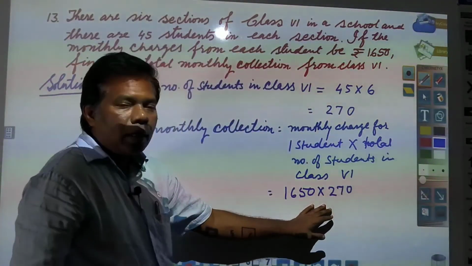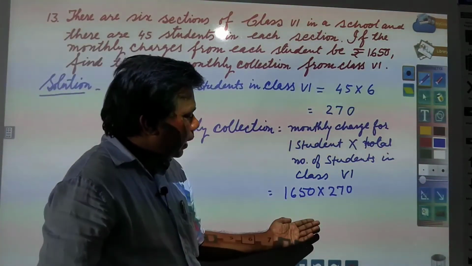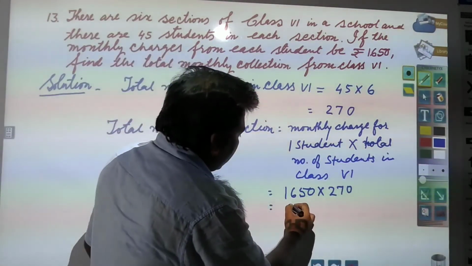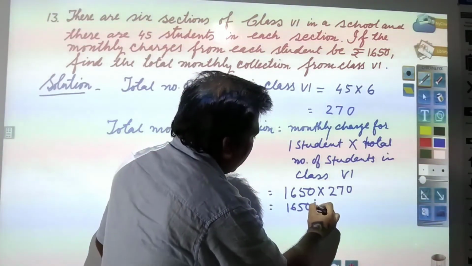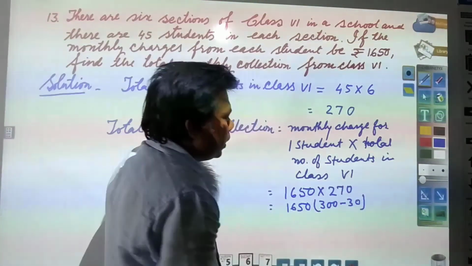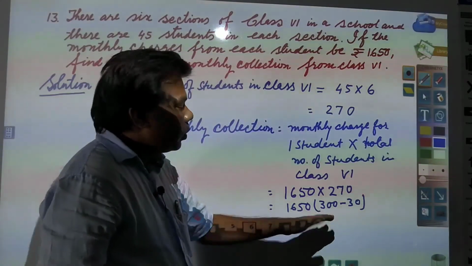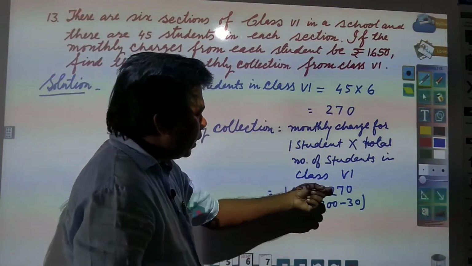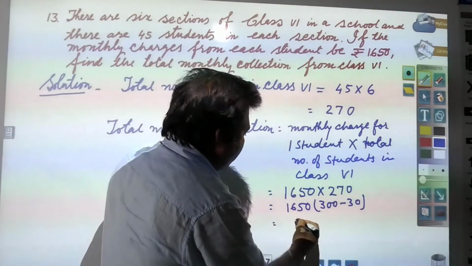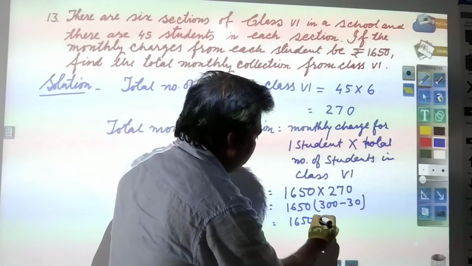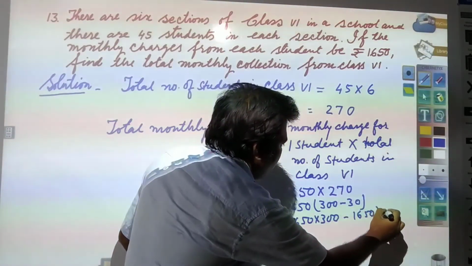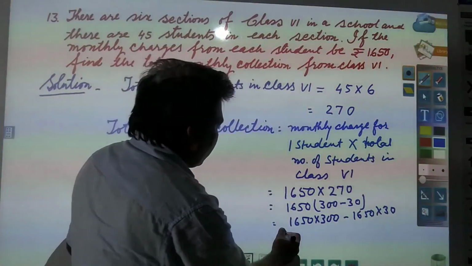270. Again, directly if you are multiplying you will get it, otherwise again distributive law can be applied and it can be written as 1650 into 300 minus 30. This can be written and can be found out. So either way, either you directly multiply this or in this way it can be found out. Here you see 3, if you are multiplying 1650 into 300, 1650 into 30, you multiply this, what you will get?